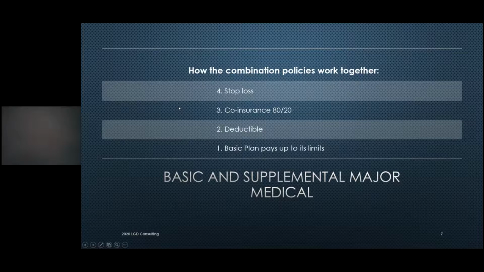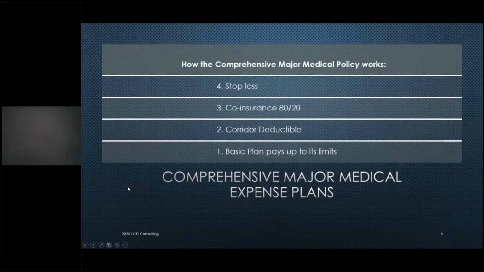Okay, but we're buying two policies. And with two policies, it's two policy fees, two admin charges. So then we'll go to something called a comprehensive major medical expense plan. This is where we're actually taking the basic and the major medical and combining them. So kind of like the last scenario, the basic plan pays up to its limits, and then you have this corridor deductible. This is another type of deductible, and this is a common test question. A corridor deductible is a deductible that sits on top of a basic plan that the insured will have to pay before the major medical portion of their policy kicks in. Again, subject to a coinsurance and a stop loss.